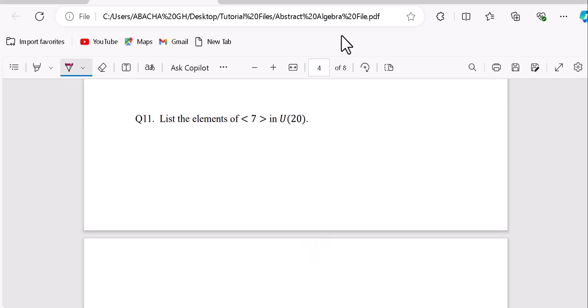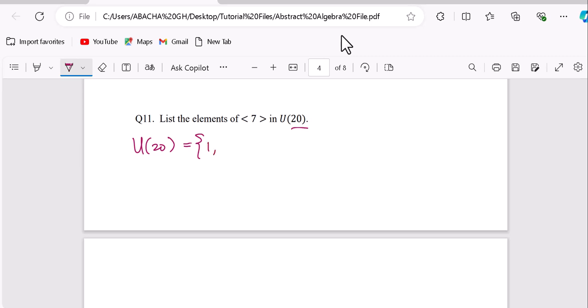Okay, welcome back. We're asked to list the elements of 7 in U20. U20 is about multiplication, and in every group of multiplication we have to think about numbers that are relatively prime to the particular number in the group. So what are the elements of U20 actually? The elements of U20 are all those elements which are relatively prime to 20.